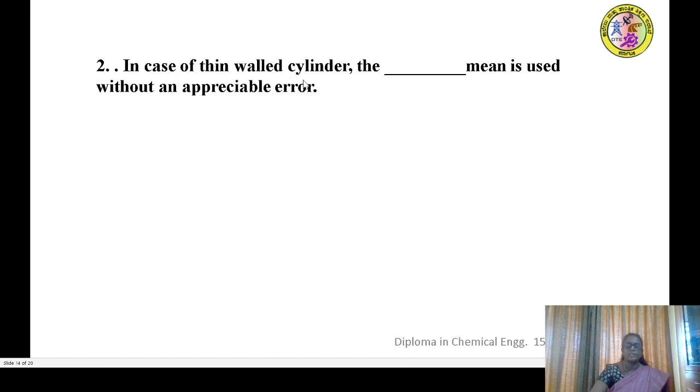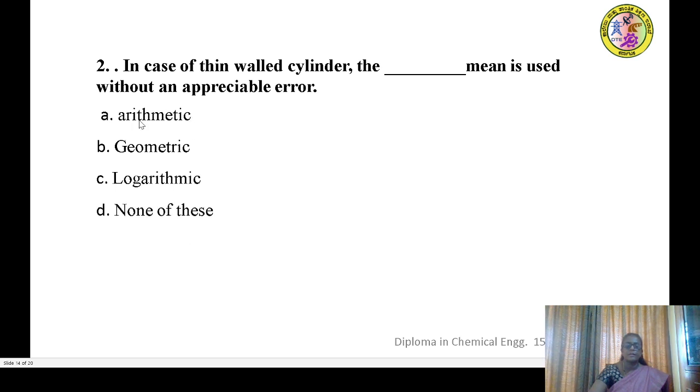In case of thin walled cylinder, the dash mean is used without an appreciable error. So in case of thick walled, as you just now seen, you have to use log mean radius. But if the wall of the cylinder is not that thick, then you can easily use the arithmetic mean radius, that is R1 plus R2 divided by 2. So out of the four options here, option A is the right answer.